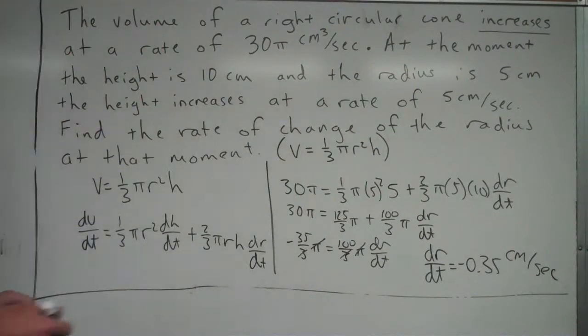So centimeters per second. Now notice that that's negative, dr over dt is negative, which indicates that at that moment the radius is actually decreasing. Okay? So at the moment when the radius is 5 and the height is 10, the radius is decreasing. Yet the volume overall is increasing, probably because of the increase in height at that moment.